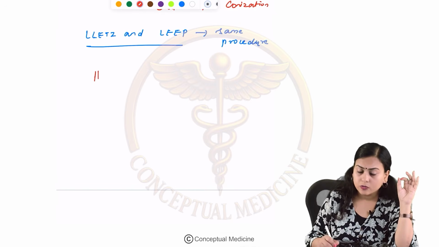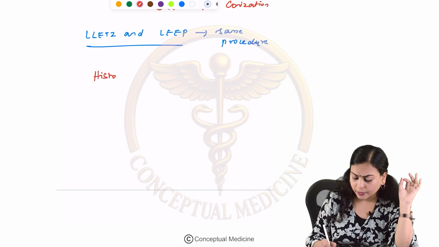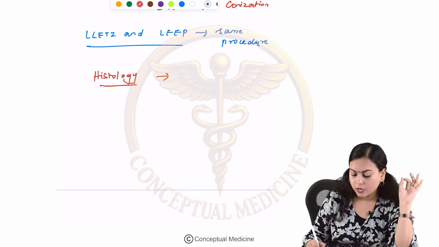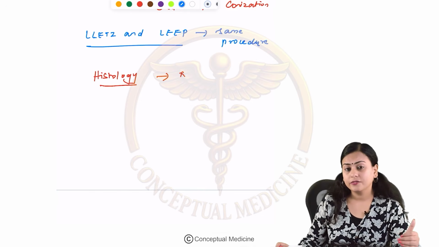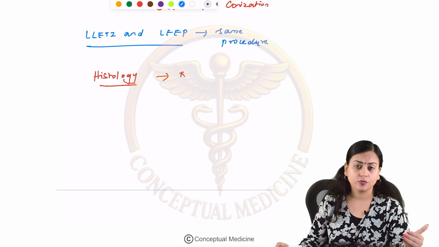Okay, now if the histology is not available, then what will you do? You will ask the woman to come after 1 year, and if there are any signs of symptoms, she has to report earlier. Okay.